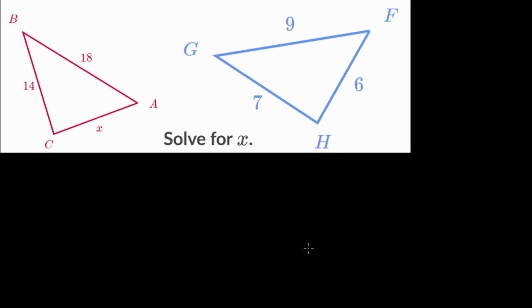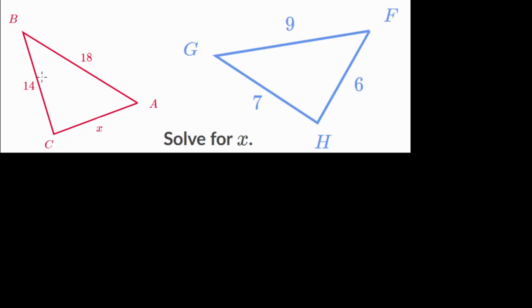But if we're not using congruence or trigonometry or dealing with the angles, then we can compare the side lengths. We can look at the ratios of the side lengths, and if the two triangles are proportional, if their corresponding side lengths are proportional, then we know that the two triangles are similar, and we can figure out this missing side length.